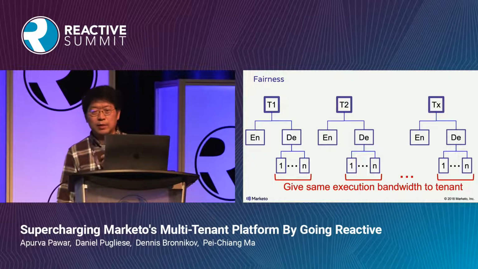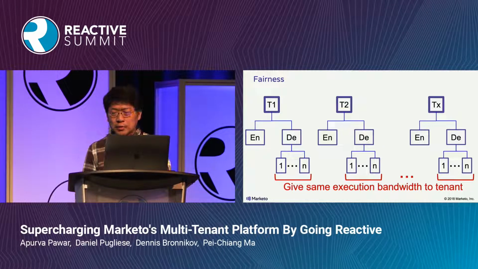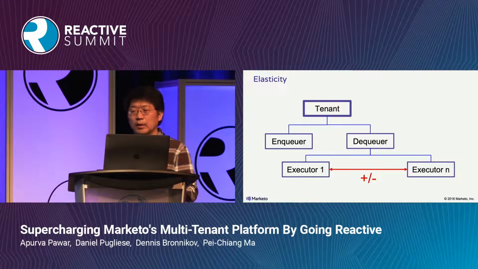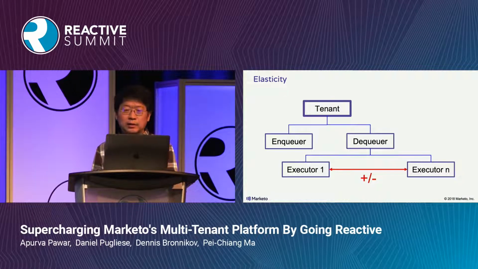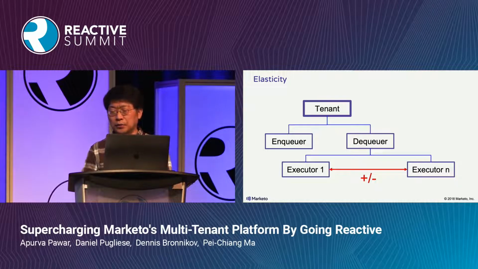So how about fairness among tenants? How do we handle it? We use number of executors to proxy the execution bandwidth for a given tenant. Among tenants, we keep fairness by giving them the same number of executors. And how do we handle elasticity for a tenant? With a reactive system, we are able to dynamically scale up and down the execution bandwidth for a given tenant at runtime. So this also empowers us to do auto-scaling and tier pricing in the future.